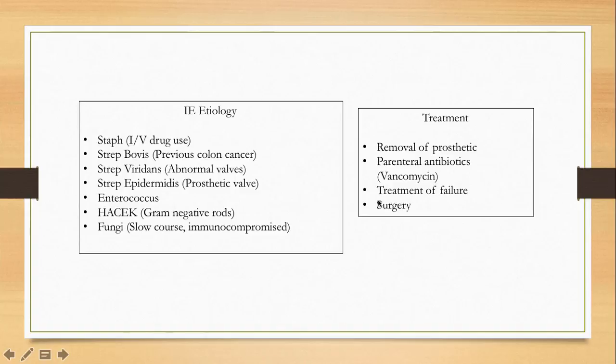Treatment would be, of course, if there is a foreign body or prosthetic device, you've got to remove it. If you have any complications, for example heart failure, you will treat that. Parenteral antibiotics will be required. Oral antibiotics are not going to cut it. So vancomycin is the drug of choice because it covers pretty much all of these. Long duration of treatment, at least 6 weeks, is required. And then if your medical treatment is not working, then surgery is the answer.